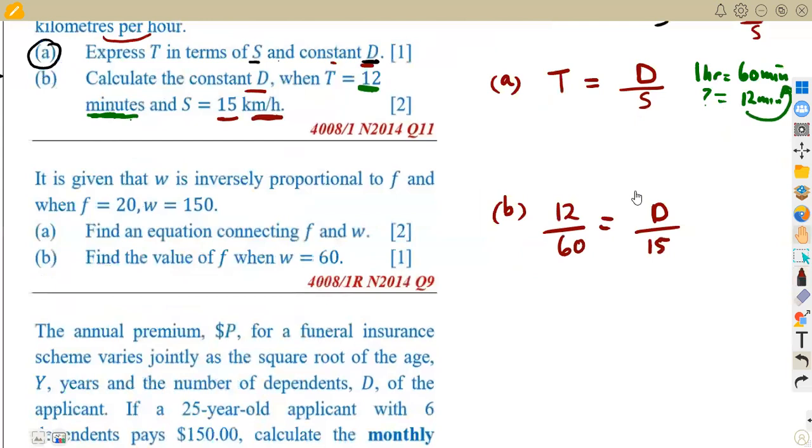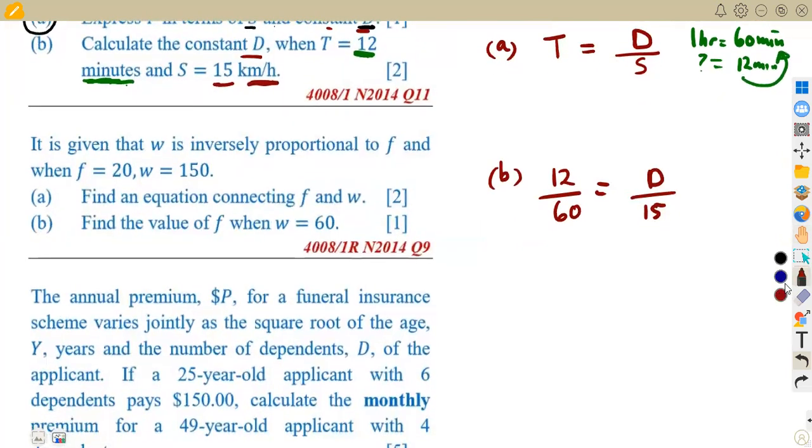So how are you going to calculate the value of d? You can simply cross multiply. In this case, multiply here. You can reduce your values. If possible, try to also reduce these values before you cross multiply. You can reduce by 12 here.